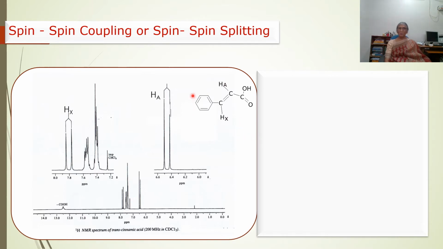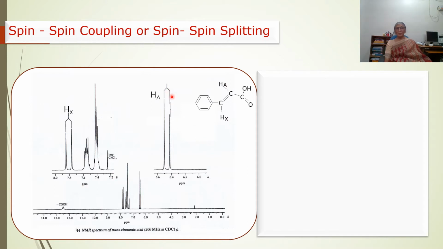One signal is because of the 5 equivalent aromatic protons, and the signal will be seen close to 7.5 delta value. The carboxylic proton, which is a highly de-shielded proton, the signal will be seen out of the scale. The resonance value for this is 12.5 delta value. The resonance value for Ha proton is 6.4 and the signal of Hx proton is centered at 7.8 delta value.